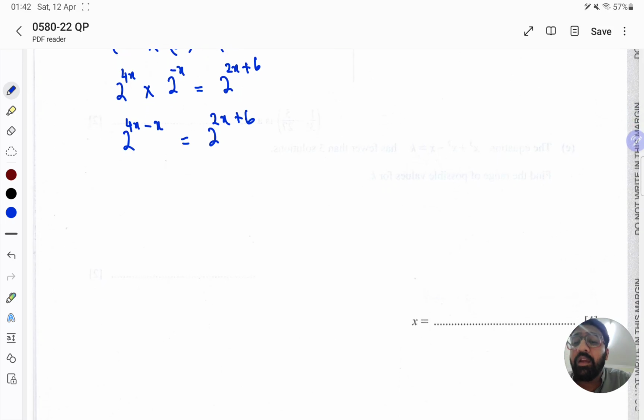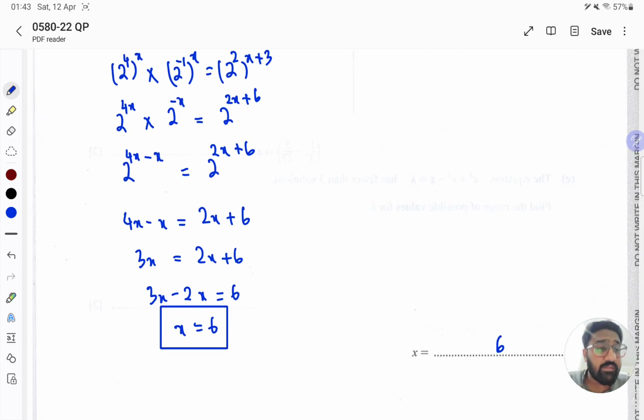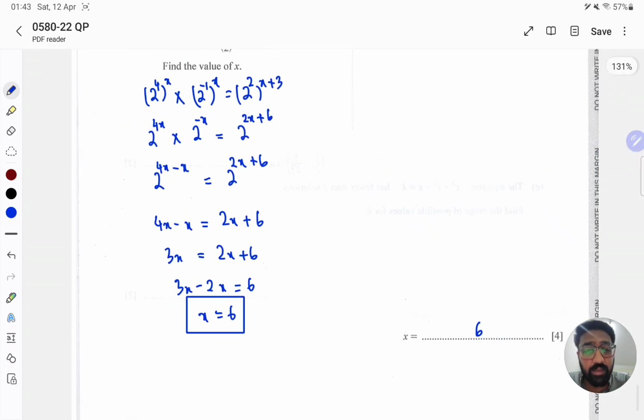Now the bases are same, you can equate their powers. It will be 4x minus x, which will be equal to 2x plus 6. So 3x equals 2x plus 6. So 3x minus 2x equals 6, and the value of x is 6. So this was the last question where the value of x is 6, and that's the end of the paper.